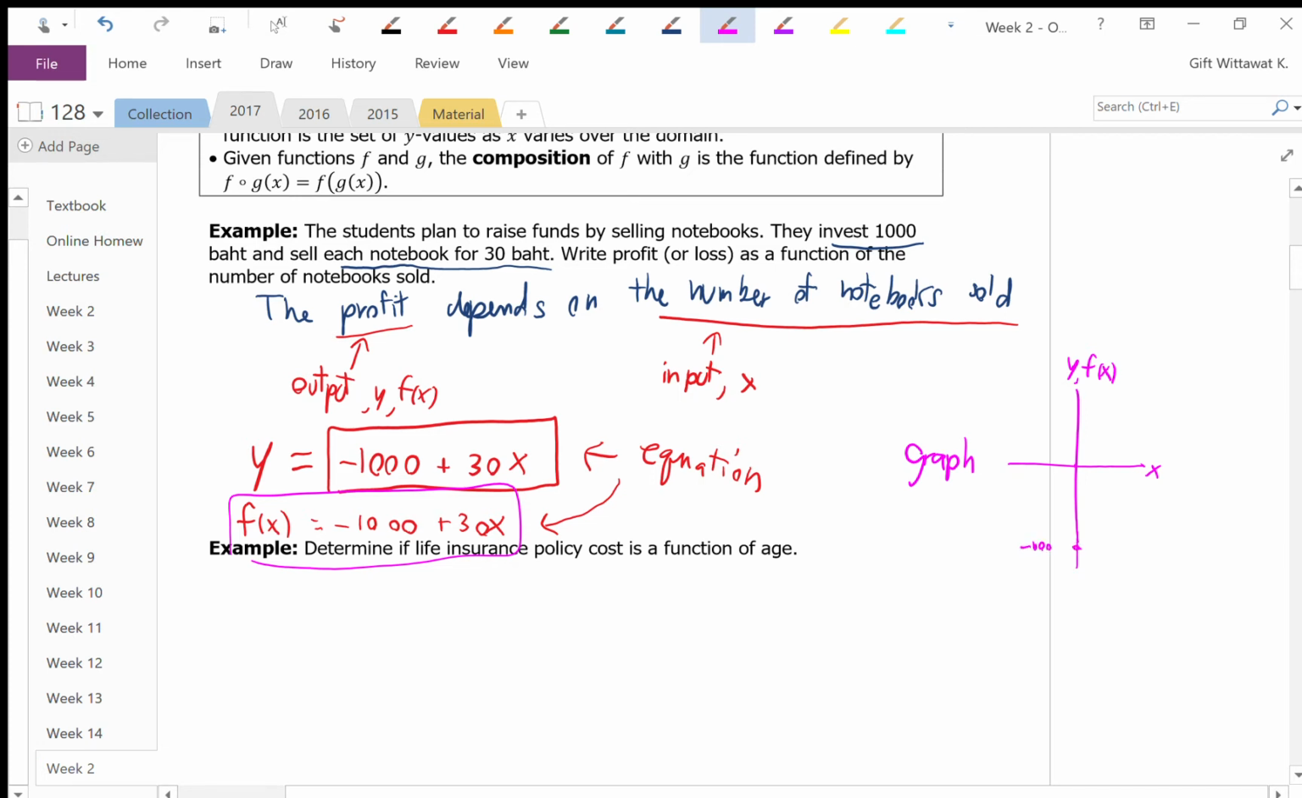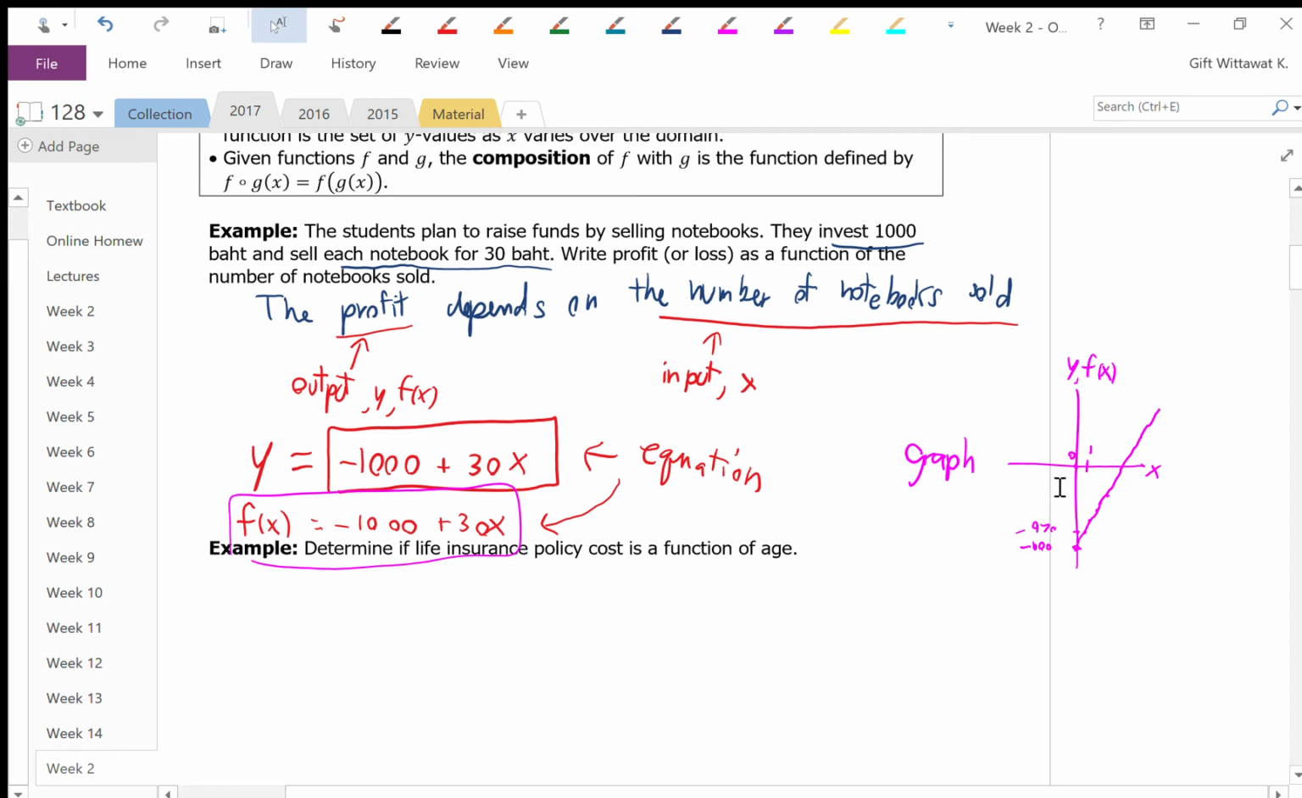If my x is 1, so I'm basically plotting a different point here. If my x is 1, I'm going to be able to sell one notebook. So my y value, or my profit or loss value, is going to be negative 970. And you can continue doing this, and you'll see that your graph is going to be a straight line. Let's say it's going to look like that.